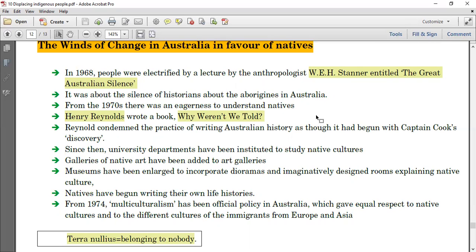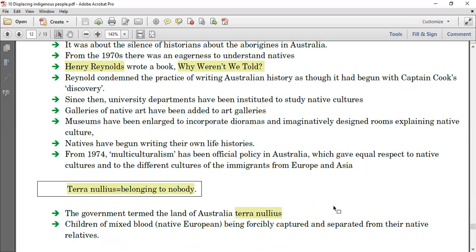Since then, university departments have been instituted to study native cultures. Galleries of native art have been put up. Museums have been enlarged to incorporate dioramas and imaginatively designed rooms explaining native culture. Natives have also begun to write their own life histories. From 1974, multiculturalism has been the official policy in Australia, which gave equal respect to native culture and to many different cultures of immigrants from Europe and Asia.